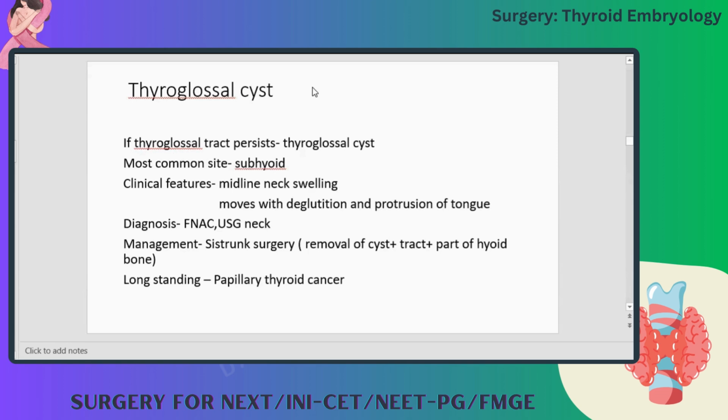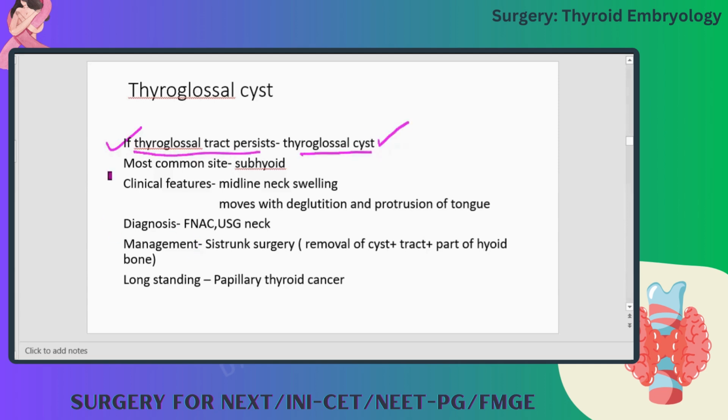So the thyroglossal cyst is the problem arising from the thyroglossal tract remaining intact. It should get obliterated. After life, the thyroid is here, the tongue is here, and there should be no connection between them. But in some people the tract will be persistent. That tract is known as the thyroglossal tract, and if it forms a cyst, that is known as a thyroglossal cyst.